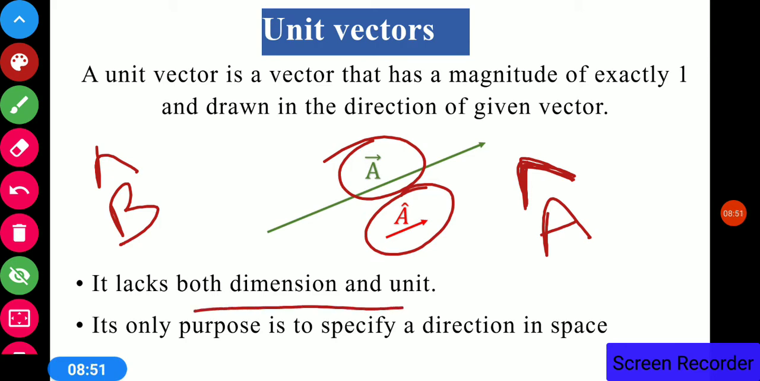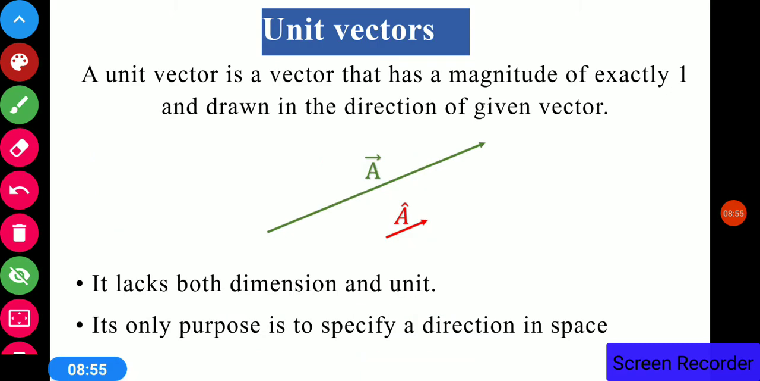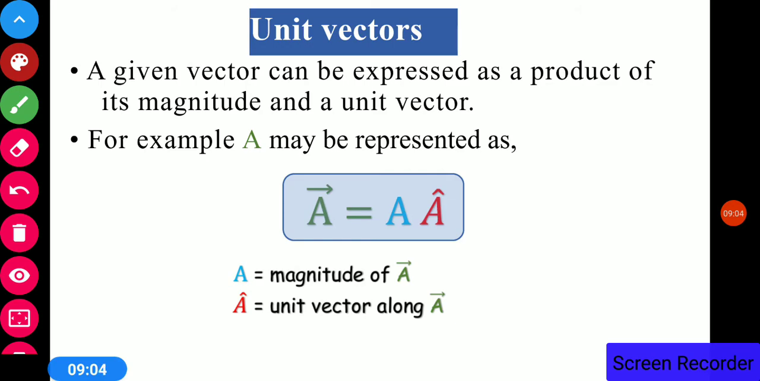It has no dimensions and no unit, and its purpose is to specify a direction in space. So a unit vector means the magnitude is exactly 1, but it is in the direction of the given vector. Any vector has a magnitude and a direction. So the magnitude is represented by the simple plain letter A, and its direction is represented by the unit vector. So we can say that any vector can be represented in this manner.